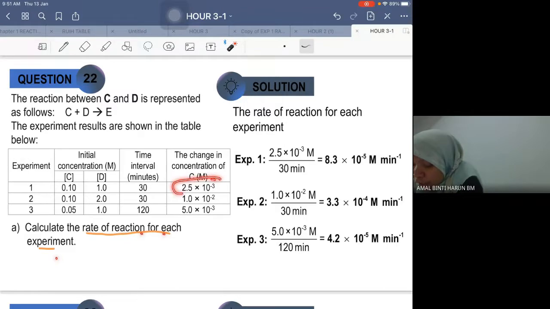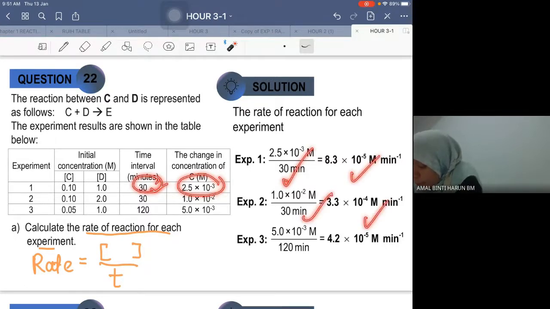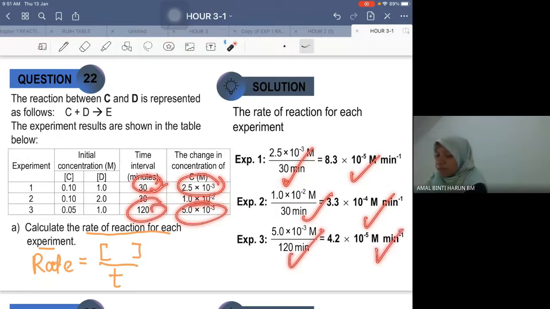Okay, ini change in concentration, ini masa. So, kita nak cari rate. Rate adalah change in concentration divide with time. So, for experiment 1, you boleh cari concentration yang berubah adalah 2.5 divide by 30 minutes. You dapat this one. Experiment 2, you dapat ini. Experiment 3, ini divide ini. Dapatlah ini.